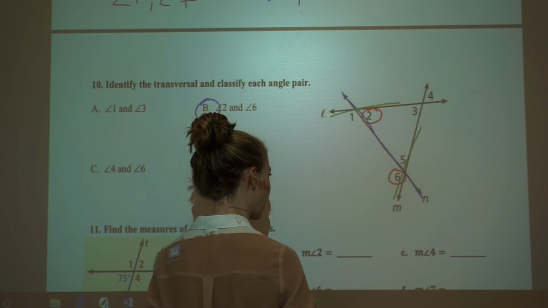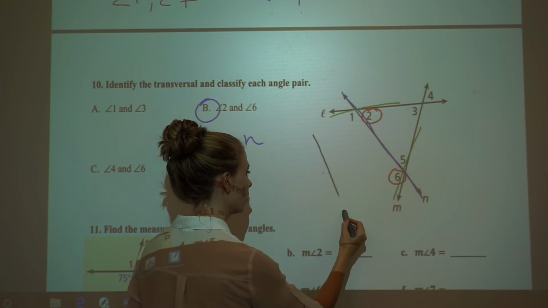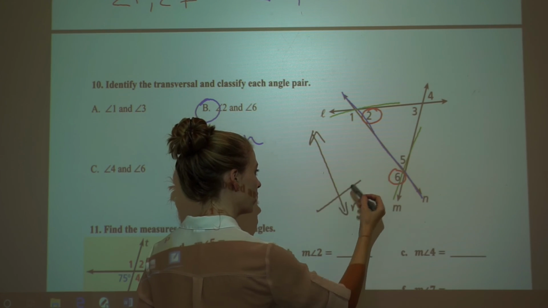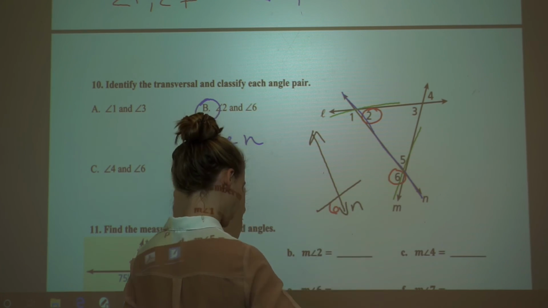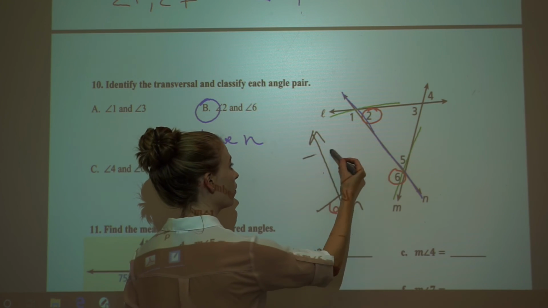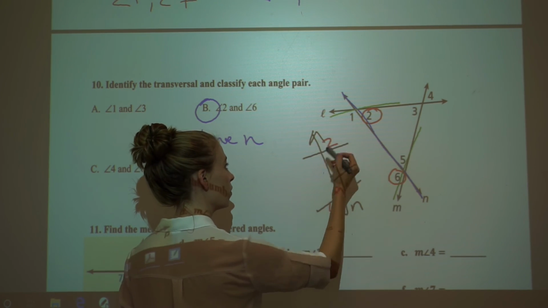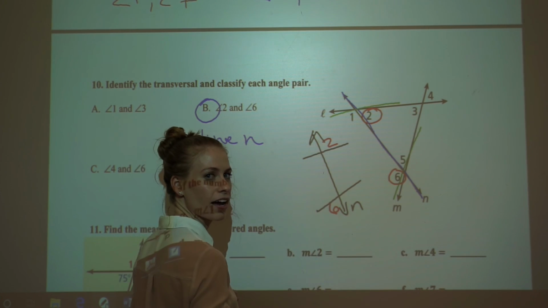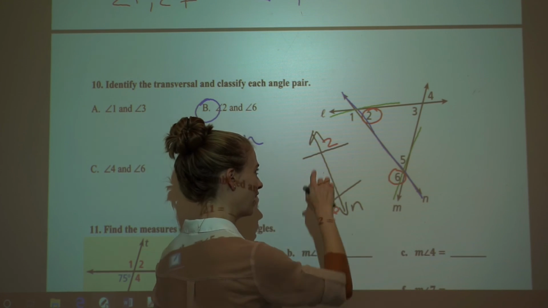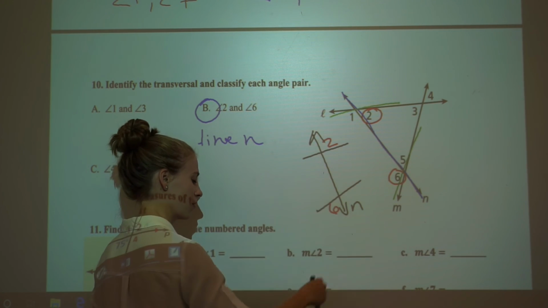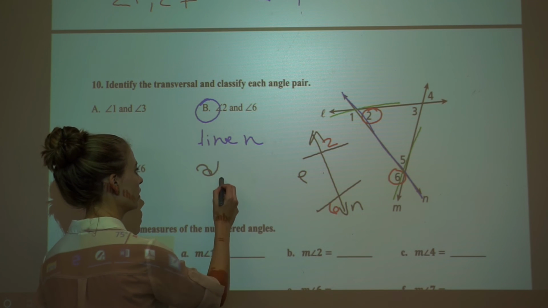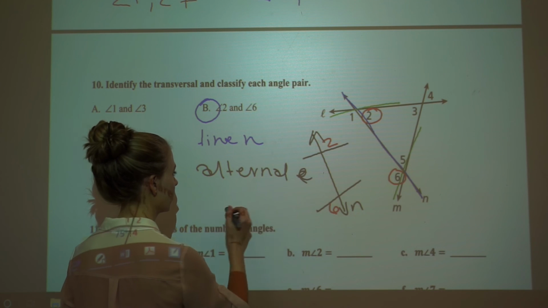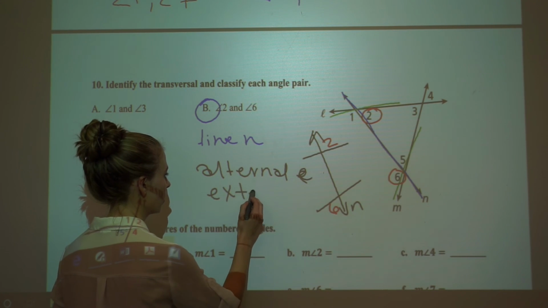So if it helps, I'm going to kind of redraw this. So I have my line N. I have this line going here. I got my 6 right there. Got my other line right here. And 2. Do those look like they're on the outside or on the inside? They look like they're on the outside and on the opposite sides of the transversal. So they're going to be alternate exterior.